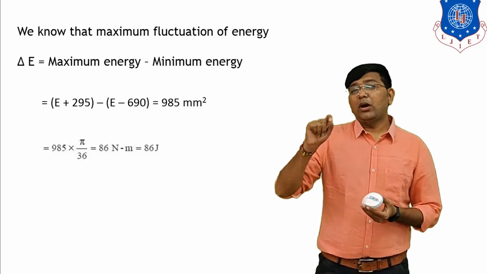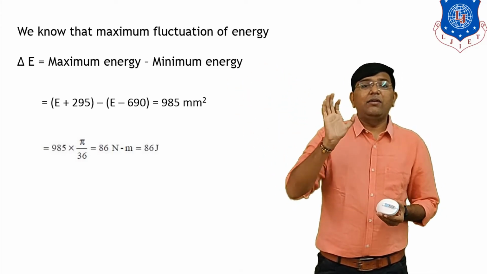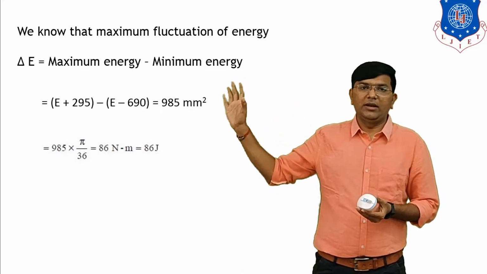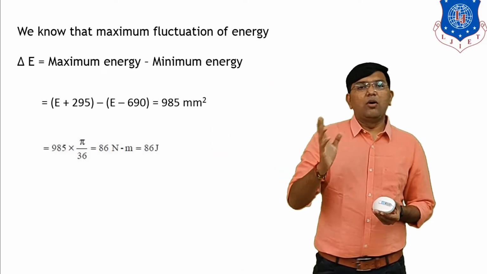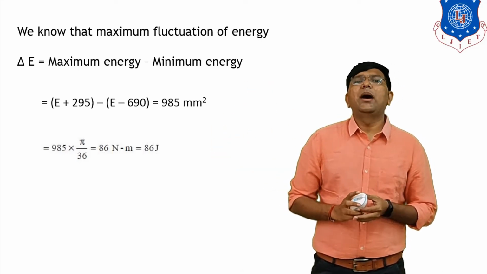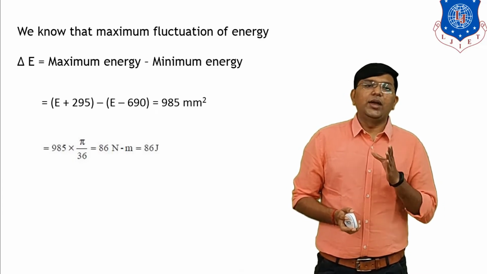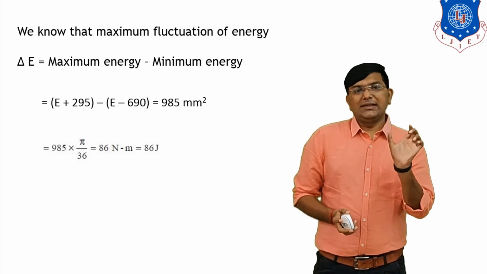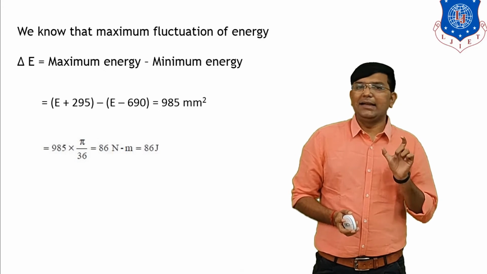Now we have to convert this mm square value into Newton meter. For that we already derived one relationship between mm square and Newton meter. 1 mm square is equal to pi by 36 Newton meter. So you have to multiply this value with pi by 36. So 985 into pi by 36 is equal to 86 Newton meter or 86 joule. So this is the answer for the maximum fluctuation of energy delta E.